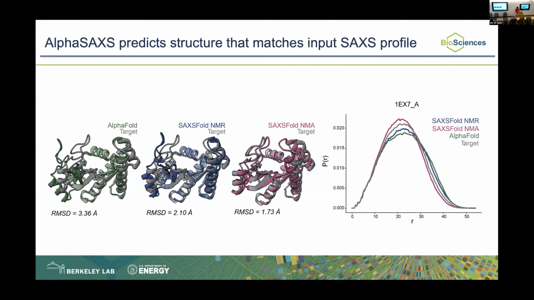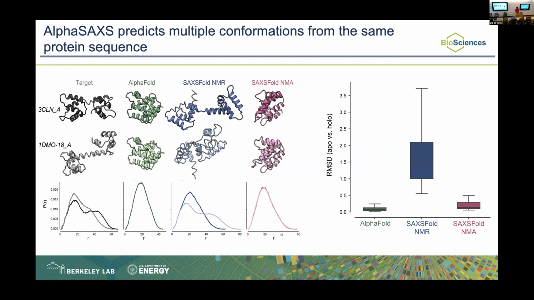This is just one example. Another important feature of our model that I can show in another example is that for a protein with exactly the same sequence but two very different structures, the first column, first row and second row are one protein with the same sequence but very different structures.